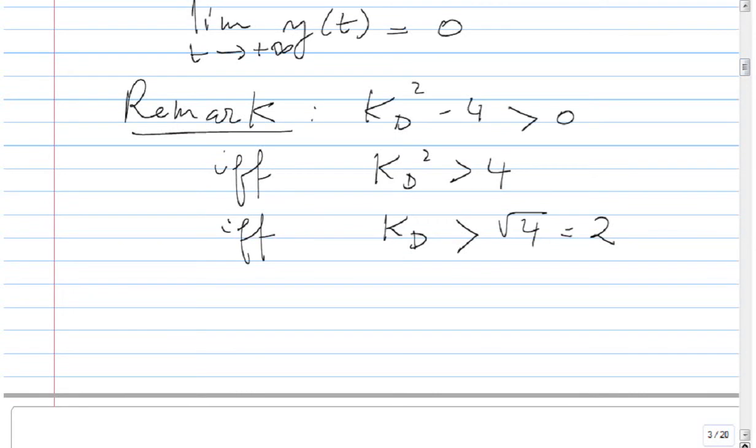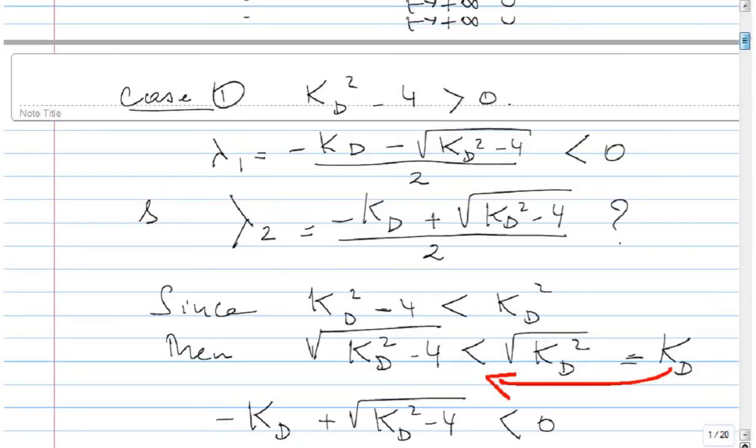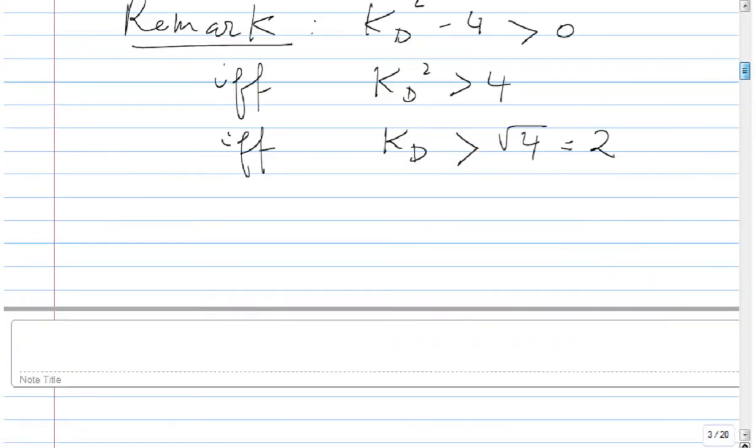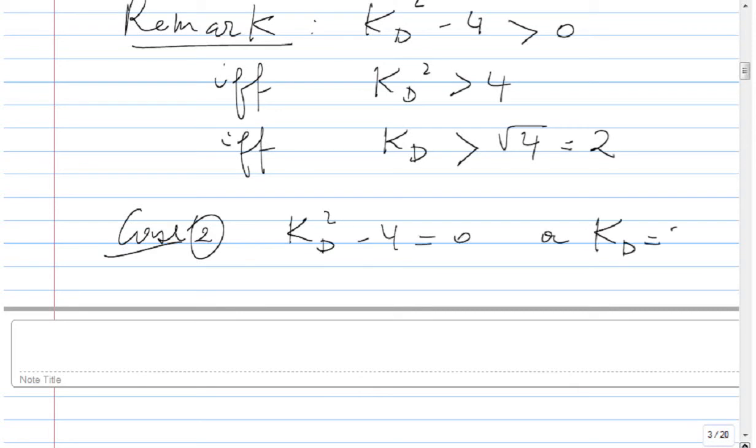So that's of course if KD is equal to 2, or KD squared is equal to 4, then we have the discriminant here equal to 0. So in this case we have a double root, and that's case number 2. Case number 2, the case where KD squared minus 4 is equal to 0, or KD is equal to 2. So in this case we have a double lambda equal to minus KD over 2, or minus 1.